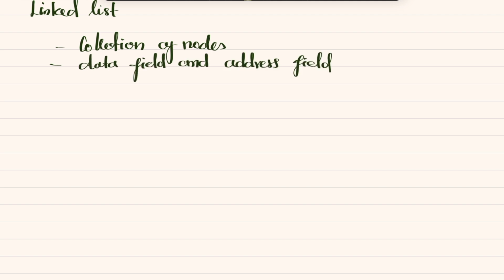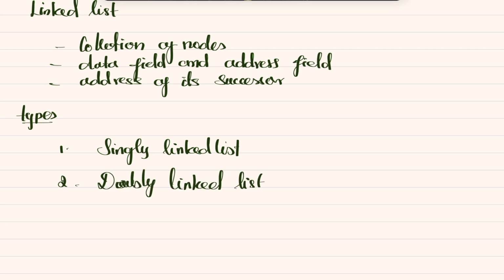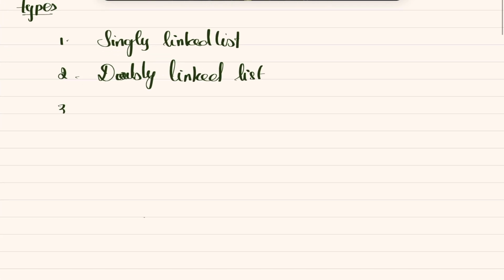Linked list is a collection of nodes. Each node has a data field and an address field. The address field has the address of its successor. The linked list can be implemented in three ways. There are three types: the first one, singly linked list; the second one, doubly linked list; the third one, circular linked list. In this video, we are going to focus only on the singly linked list.